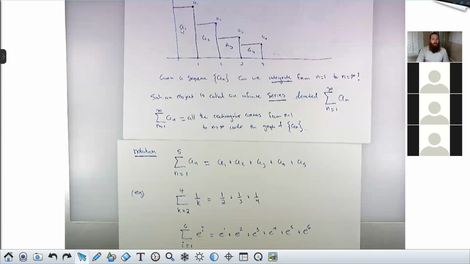Do you see that if I add up these rectangular areas, it would just be A1 plus A2 plus A3 plus A4 plus A5 plus A6 plus A7, on and on and on forever.